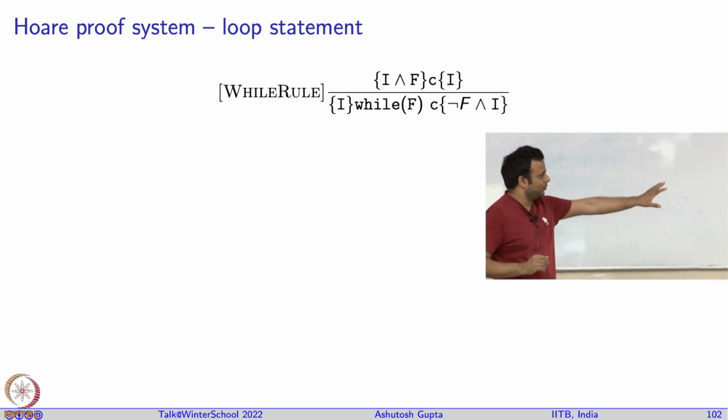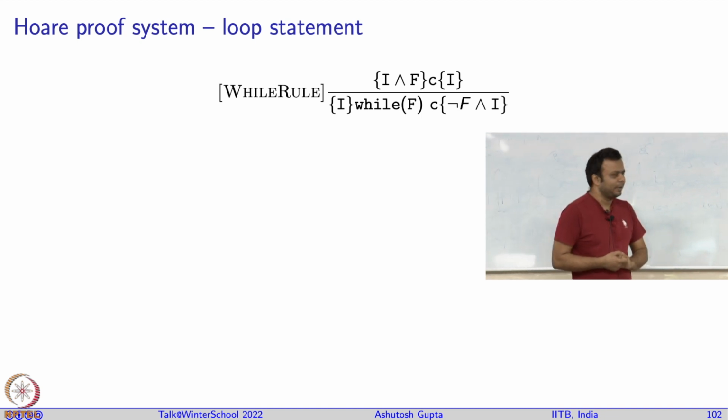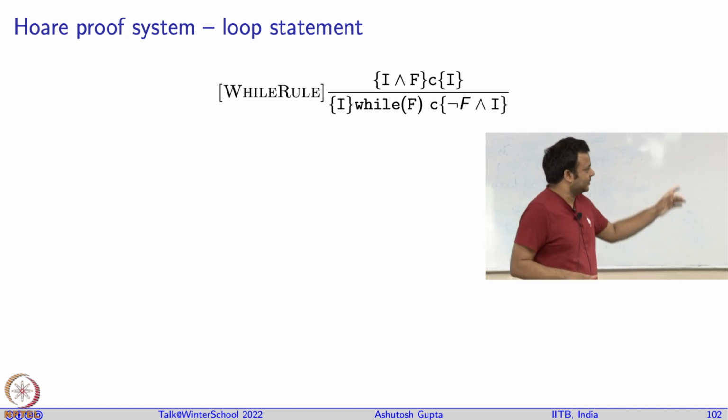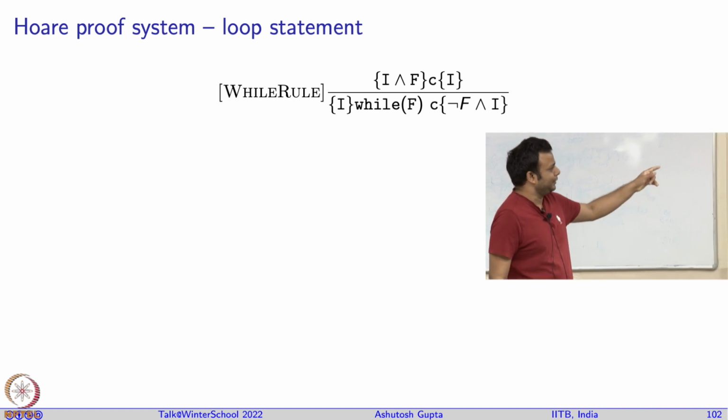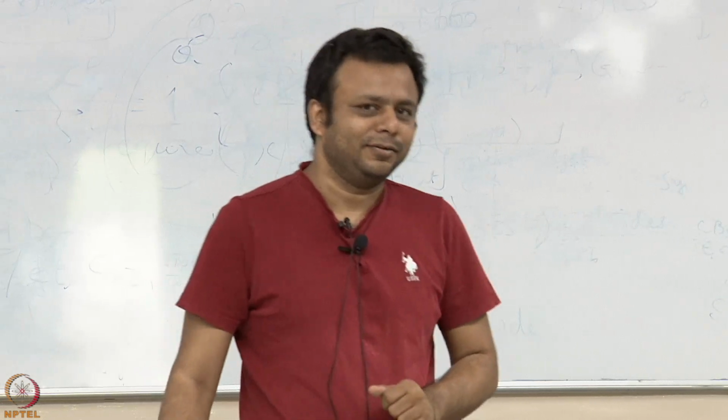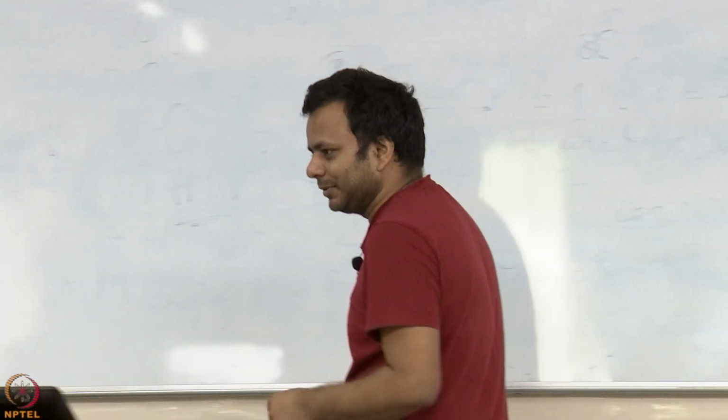So this is the rule for the loop, and let's take the break now. In this, you can see the funny thing I, and that is called the loop invariant, and it is very hard to find. Let's take a break.